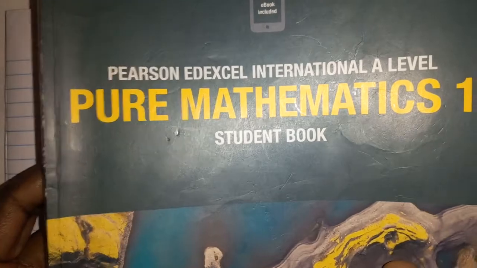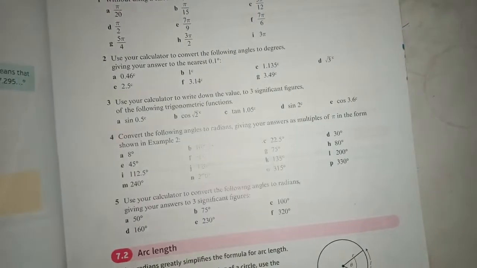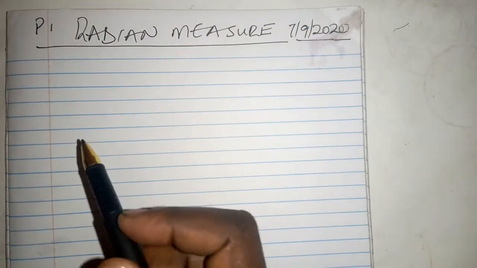And we continue to explain pure mathematics 1 in this video. I want just to introduce topic number 7, which is radian measure.